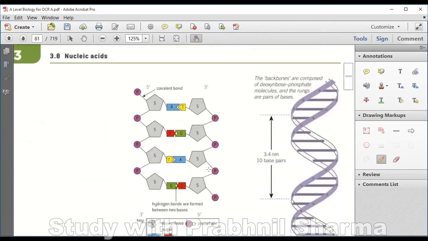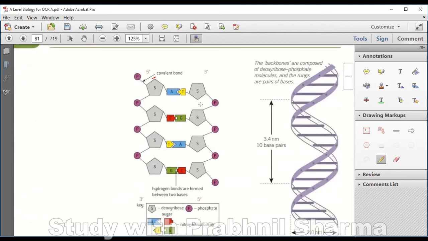You can clearly see this, the same figure I have already shown you. This is deoxy sugar. A and T are there, C and G are there. And you can see anti-parallel means this is the upper side and this one is the lower side. So it means they are anti-parallel to each other. The backbone is composed of deoxyribose and phosphate molecules and the rungs are the base pairs. These are the base pairs and the connection between these two bases is hydrogen bonding.